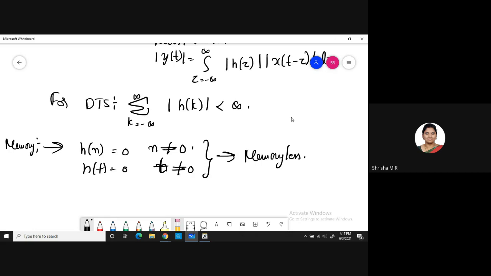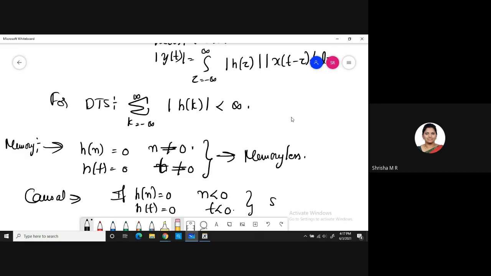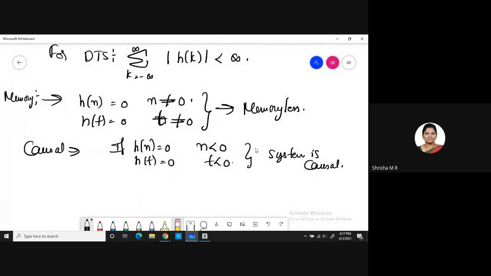And for causality, what is the condition? If h of n is equal to 0 for n less than 0, and if h of t is equal to 0 for t less than 0, then the system is causal. That means it should not have values to the left. It should have values to the right side only. Then it is causal. If you have values to the left side, then it's non-causal. If h of t or h of n has values for n less than 0 and t less than 0, then it's non-causal. Okay, that is about that.